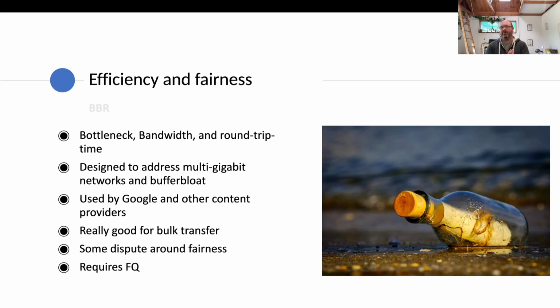BBR is the next one I want to talk about. It came around in the mid-2010s, and it's bottleneck bandwidth and round trip time. It was designed to address multi-gigabit networks and buffer bloat.